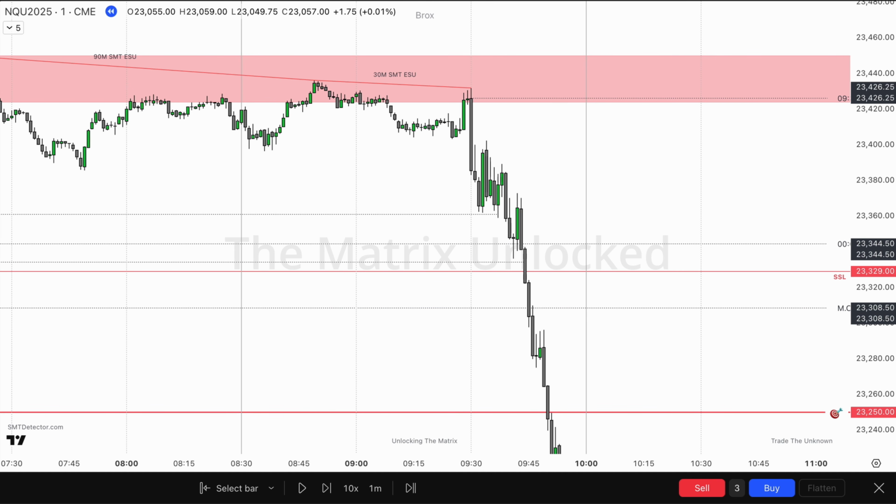So on the 1 minute chart, as you can see right here, these lines represent our time cycles, as you can see, and we had 90-minute SMT and 30-minute SMT with ES at the highs. So I knew that at 9:30 right here, price was already primed to go lower. The manipulation, like I said, had already taken place. So I'm trying to align myself as quickly as possible because I see that my target is just down here.